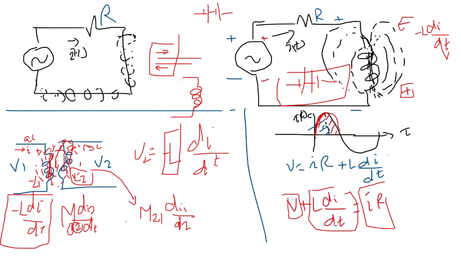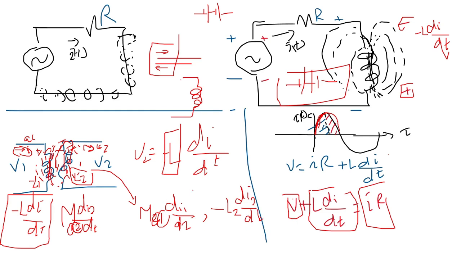Similarly, on L2 there will be a mutually induced back EMF due to the current I1. This would be M21, the generated voltage or back EMF on coil 2 due to coil 1. It would be M21 multiplied by di1 by dt. And since I2 is passing through L2, there will be another voltage drop around L2, defined by the self-inductance, and hence it would be minus L2 di2 by dt.